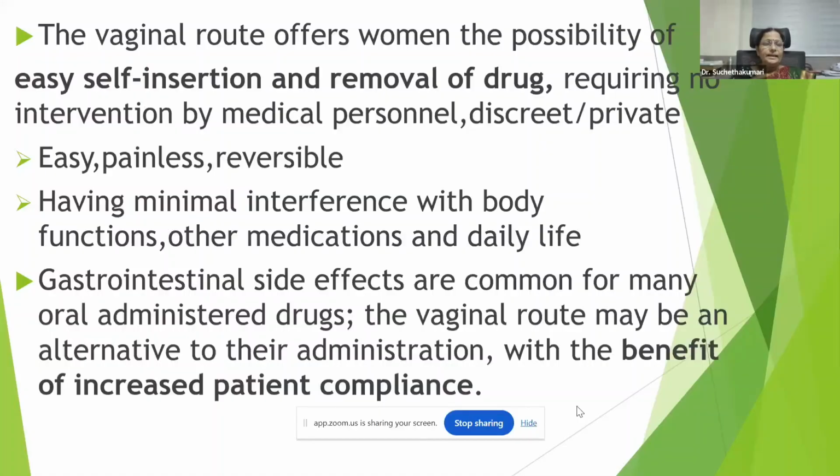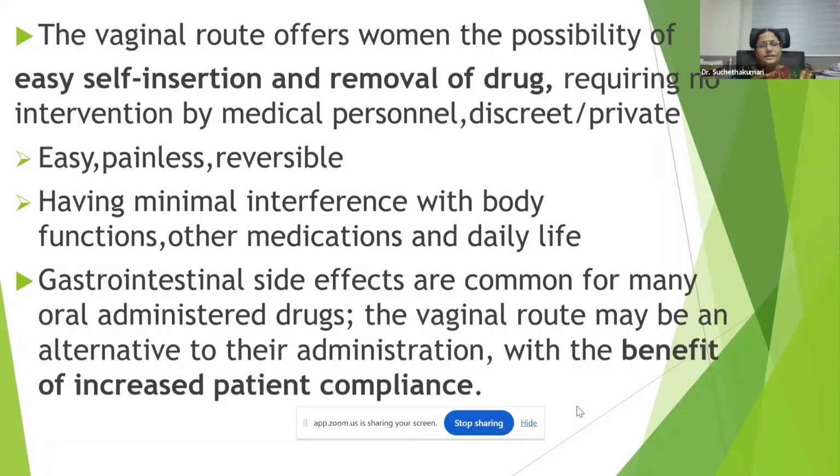Next benefit is the process is very easy, it is painless, and it is reversible. When we say reversible, suppose after the administration of the pichu or the douche, etc., if the lady gets any complications, these complications can be easily handled.